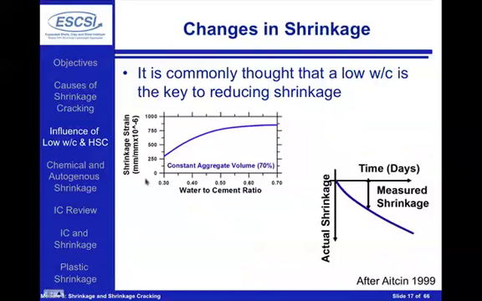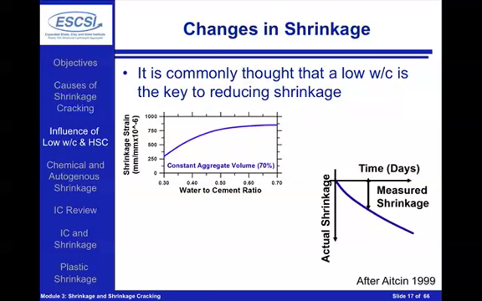Now, when we start to think about this, it's commonly thought by many people that having a lower water to cement ratio is the key to reducing shrinkage. And you'll see graphs that appear in the literature that look like this graph that we see in the upper left-hand side here, that is shrinkage versus the water to cement ratio. However, I want to go back to this idea, as we've seen before, that shrinkage is really a paste property. And the first thing that we do to control shrinkage is to reduce the amount of paste that's inside of the system.